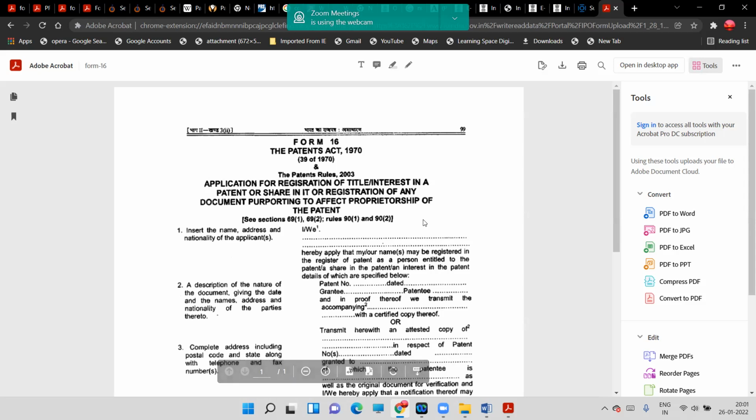Application for registration of title, interest in a patent and share in it, or registration of any document purporting to affect the proprietorship of the patent. Okay, यह purporting ही है. अच्छा, बताओ मुझे इसका मीनिंग क्या है? डिक्शनरी मीनिंग तो बोल रहा है कि टू गिव द इम्प्रेशन ऑफ बीइंग समथिंग और हैविंग डन समथिंग व्हेन दिस मे नॉट बी ट्रू. Document purporting to affect proprietorship of the patent.